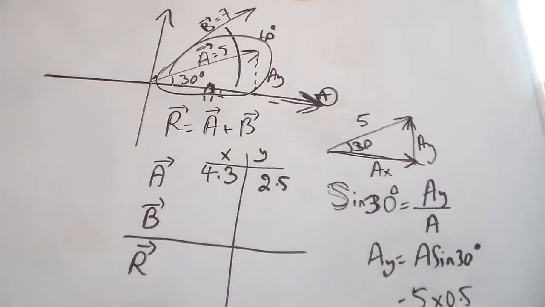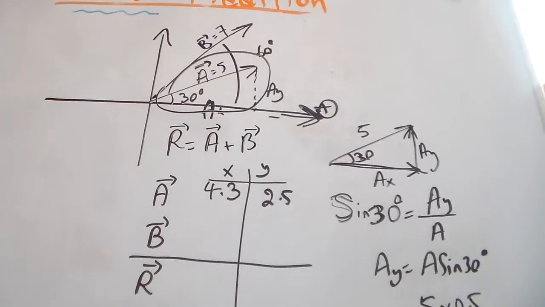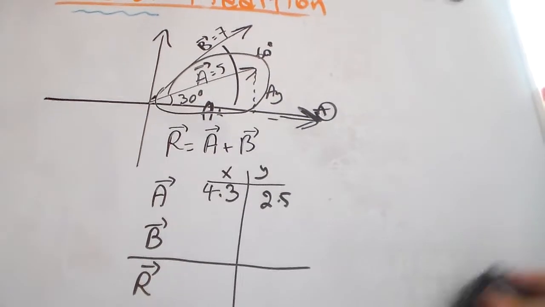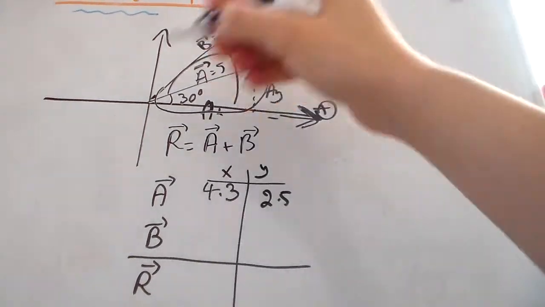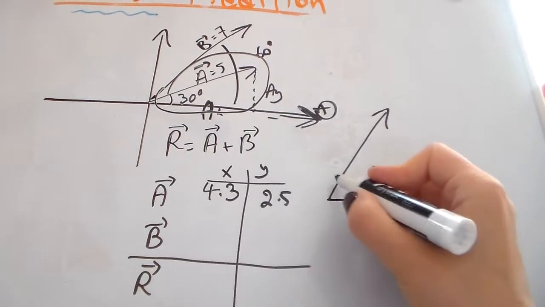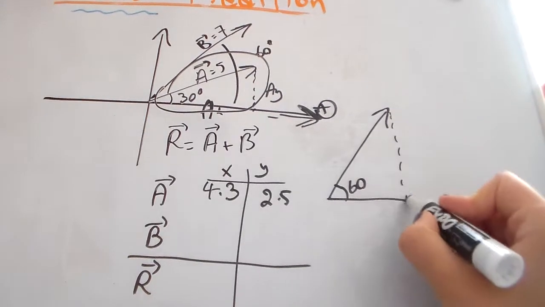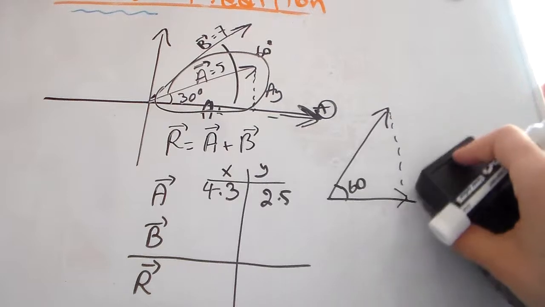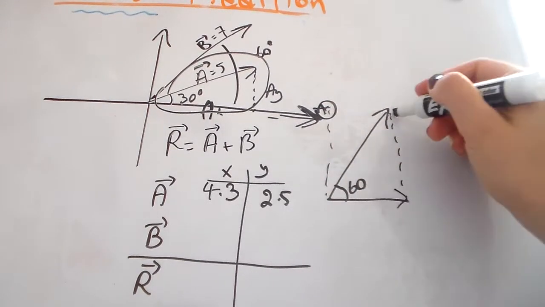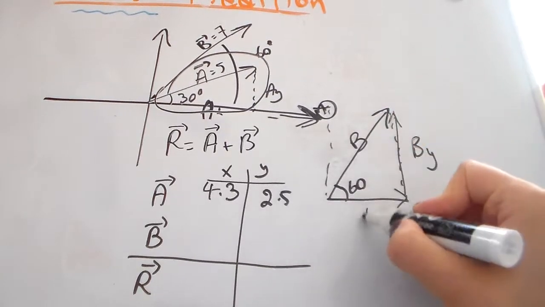Let's zoom into B and figure it out that way. Let's erase this little triangle over here and draw B over here. So B looks like this, and this is 60 degrees, as you already know. Then we have to split it into X and Y components respectively. This is the Y component, which we know is exactly the same as this. So this is BY, this is B itself, and this is BX.